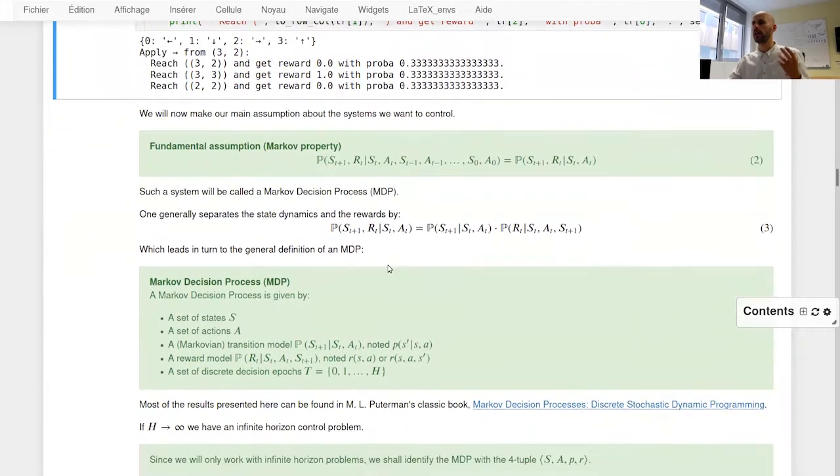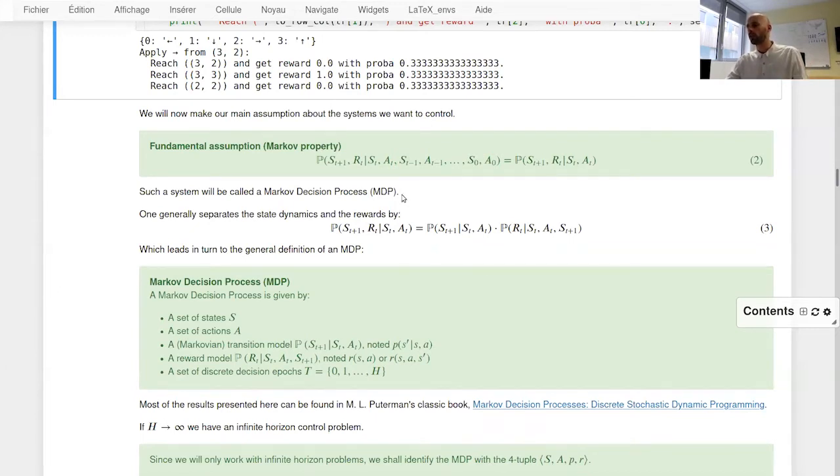Let's now make our main assumption about the systems we want to control. They can be either the patient example or the frozen lake example or the carpool one. We will assume that the probability of reaching state S_{t+1} and observing reward R_t is a probability that is conditioned by the full history of states and actions. And this is actually only dependent on the last state and action. So this is the Markov property. We're supposing that our system behaves in a Markovian way. And such a system will then be called a Markov decision process.